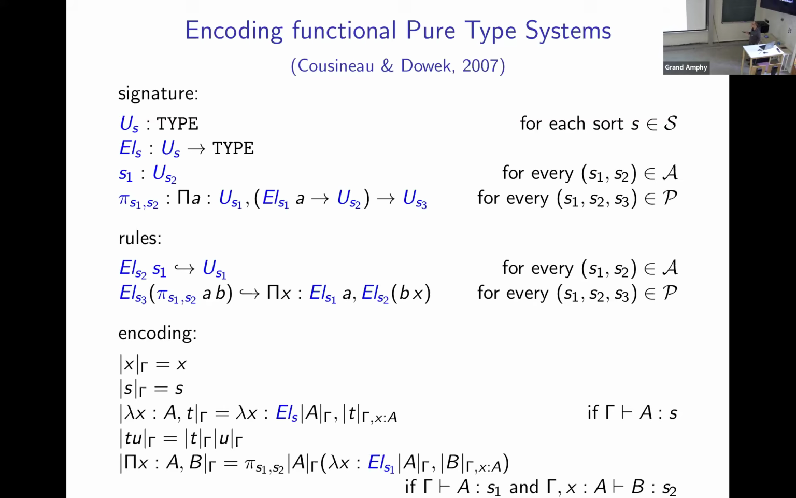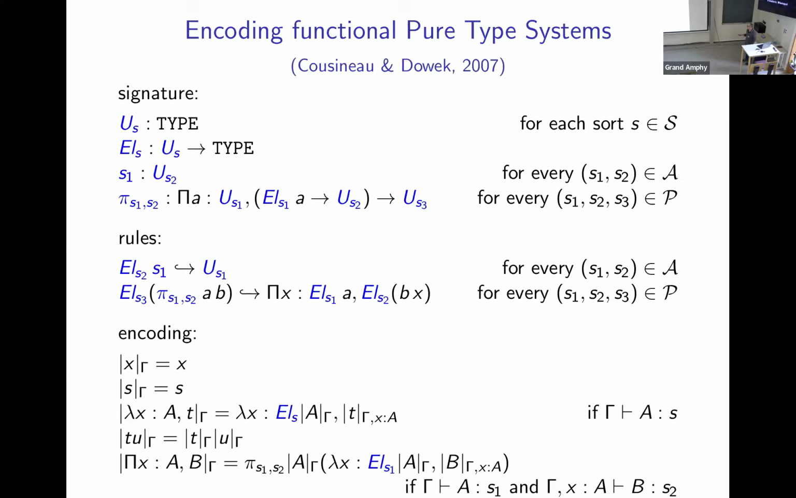And then, if we have an axiom saying that S1 is an element of S2, then we simply declare S1 as an element of type US. And for products, we have triples like this, S1, S2, S3 in a PTS. Remember that we are considering functional pure type systems, so S3 is completely determined by S1 and S2, which is why it's annotated just by S1 and S2, and so you have a product.